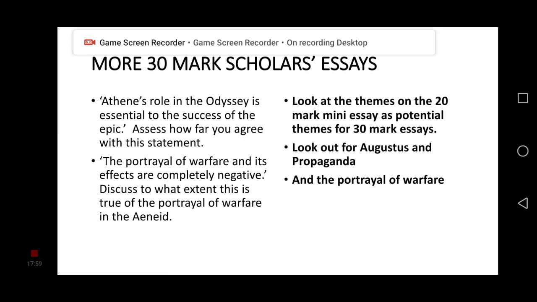The 30s are a little bit more expansive over many more books, over the work as the Odyssey and the Aeneid as a whole. Look out for Augustus and propaganda and the portrayal of warfare. So they are important essays that have been used in the past in the previous spec. So I hope that's helped, and we'll be discussing and planning through these essays in class further.